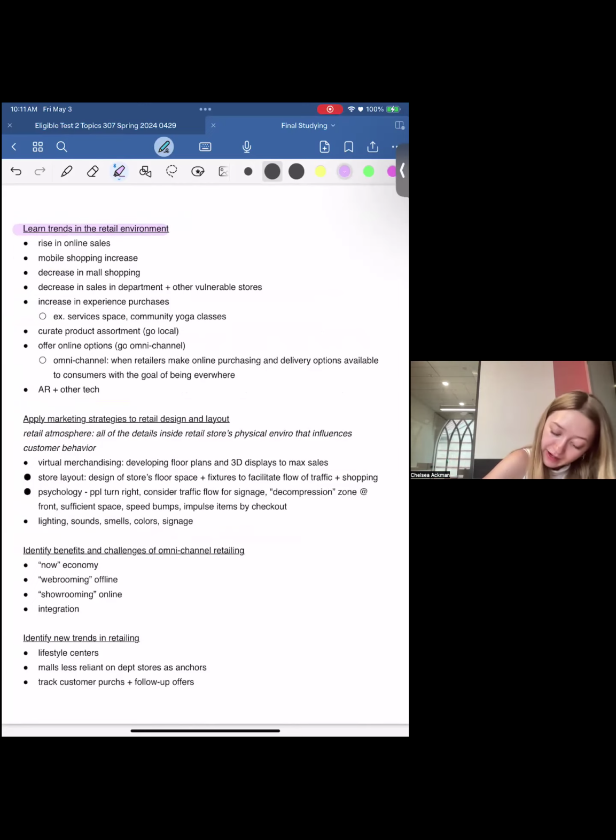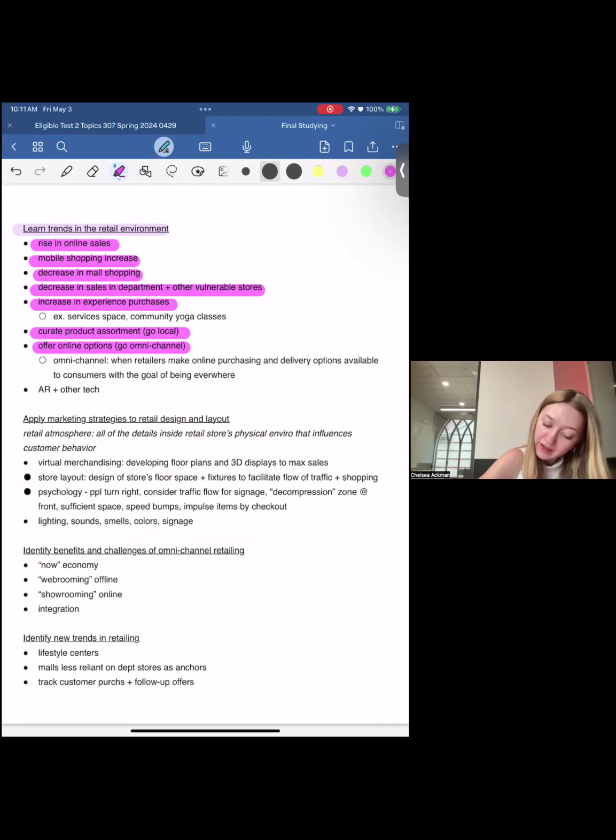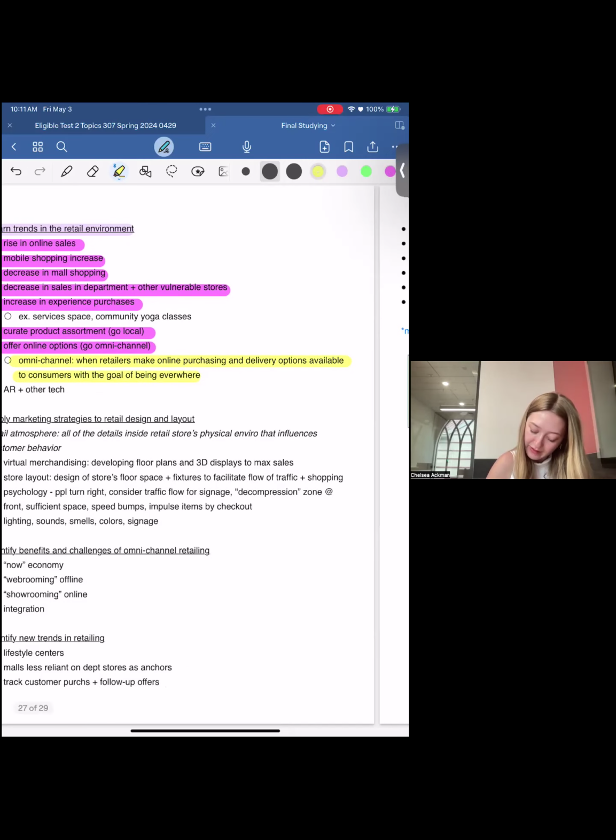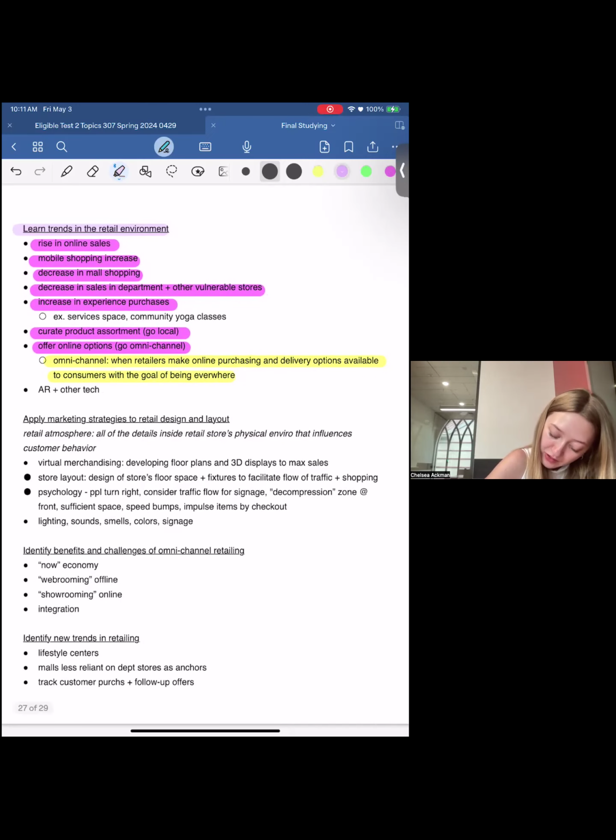Learn trends in the retail environment. There is a rise in online sales, mobile shopping increase, decrease in mall shopping, decrease in sales in department and other vulnerable stores, an increase in experience purchases, where you create product assortment through going local, offer online options through going omnichannel, and omnichannel is when retailers make online purchasing and delivery options available to consumers with the goal of being everywhere, and you use augmented reality and other technology.